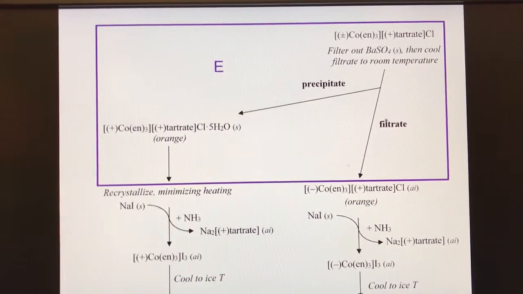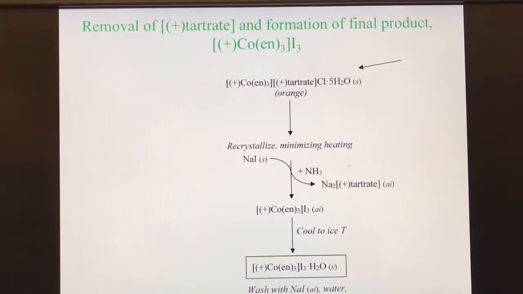And so therefore it stays in solution, the negative enantiomer with the tartrate, whereas you get a precipitate with the positive. So this right here, this is the key to separating out those two enantiomers, is how they interact with that plus tartrate anion. All right, so at that point, you will then go down each separate line.